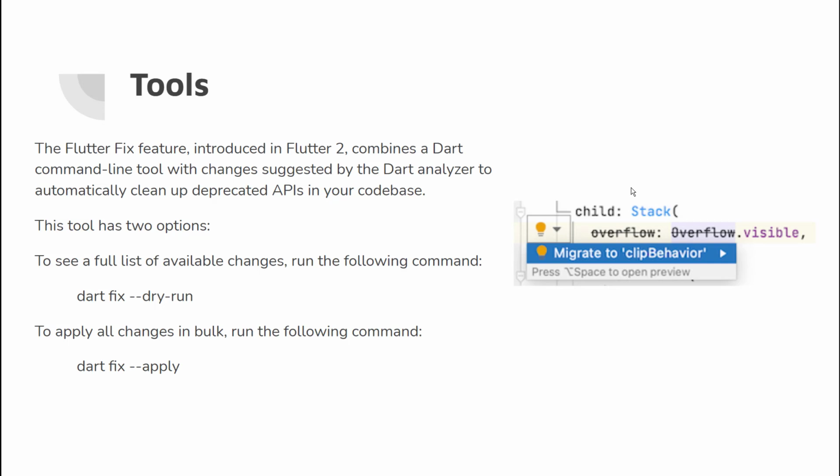So this tool has two options. You can see the full available changes by running dart fix --dry-run, and to apply all the changes you can run dart fix --apply.